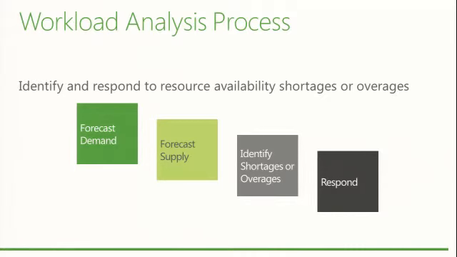Okay, we also then forecast supply. So, what are the resources that we do have? And how much work are they capable of during any given point in time? We compare them and identify, again, where do we have the shortages or where do we have the overages, and then respond accordingly. If we have more supply than demand, we can maybe give those folks some more work to do, get more stuff done. If we have more demand than supply, then we probably have more of a serious problem, right?